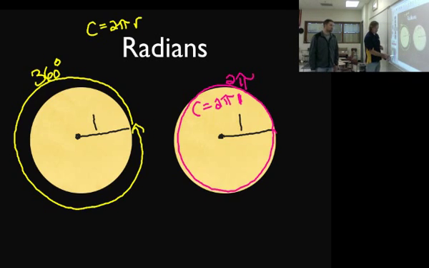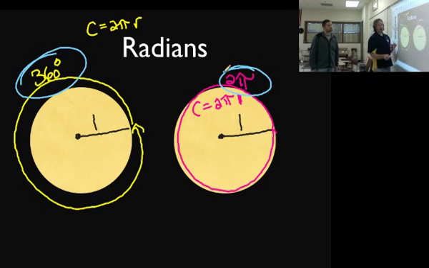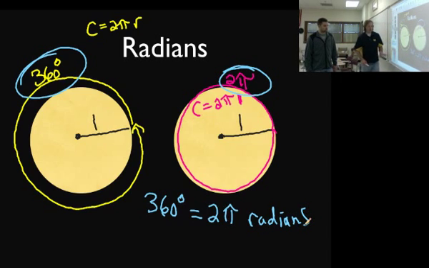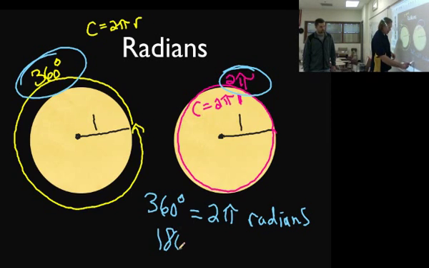Somehow 360 degrees is the same distance as 2 pi. They're both the same distance around the circle, so they must be the same. In other words, 360 degrees is equal to 2 pi radians. We call those radians. Can we reduce that at all? I think so. Divide them both by 2? Yep. So 180 degrees equals 1 pi radian.